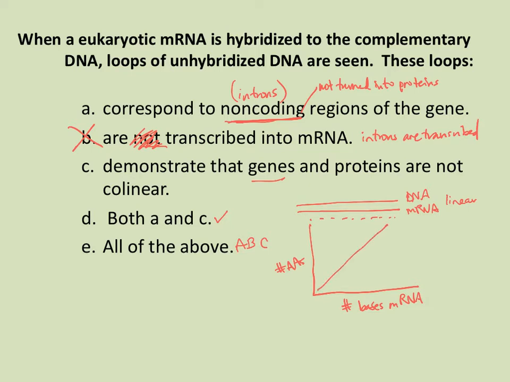But because we saw loops, that will demonstrate that the genes and the proteins coded by mRNA are not collinear. Okay? So actually both A and C are correct here. Let's talk more about the details of this.